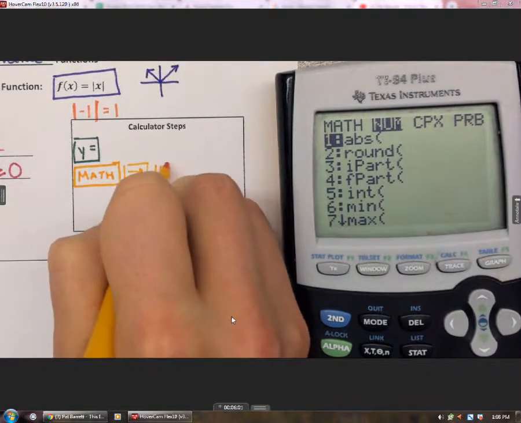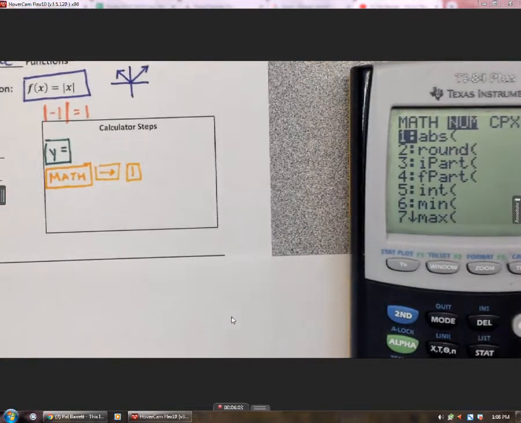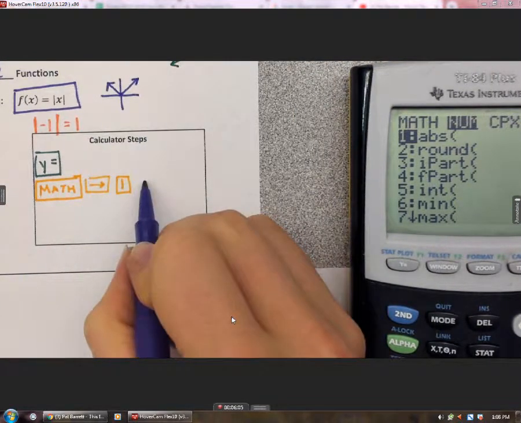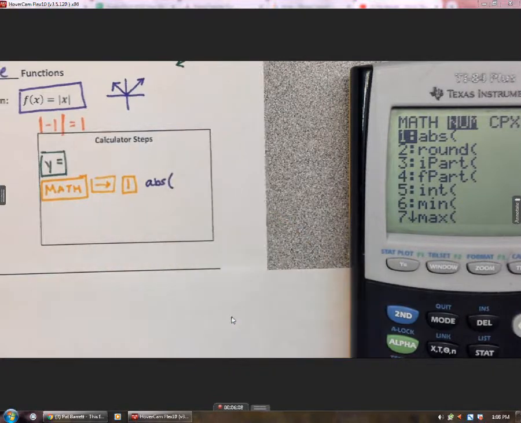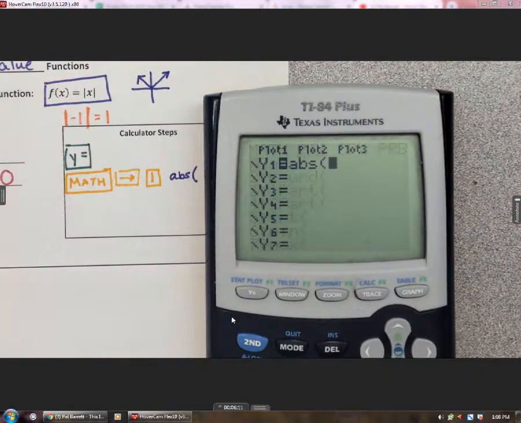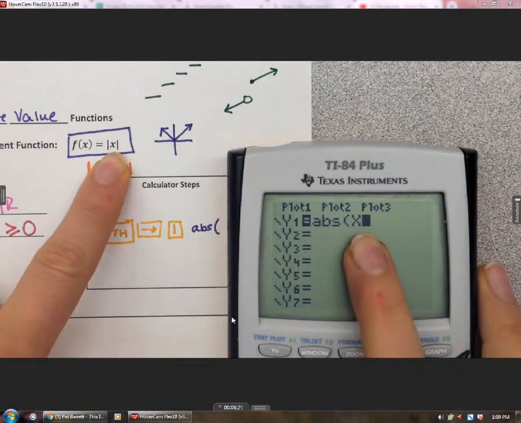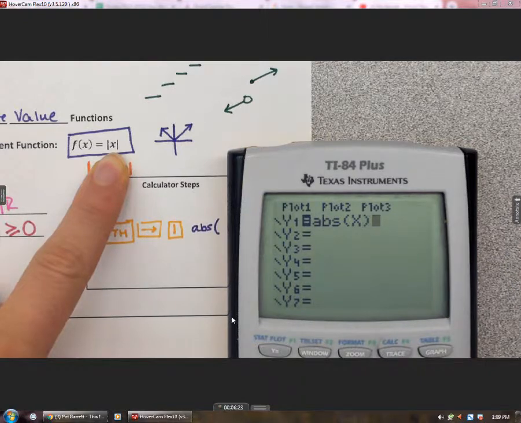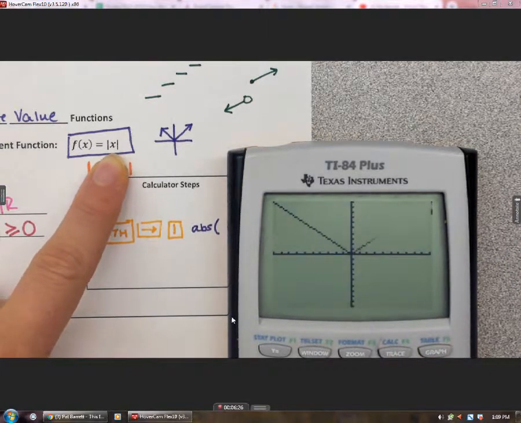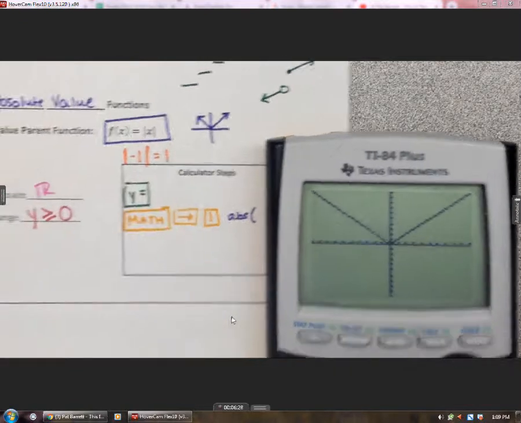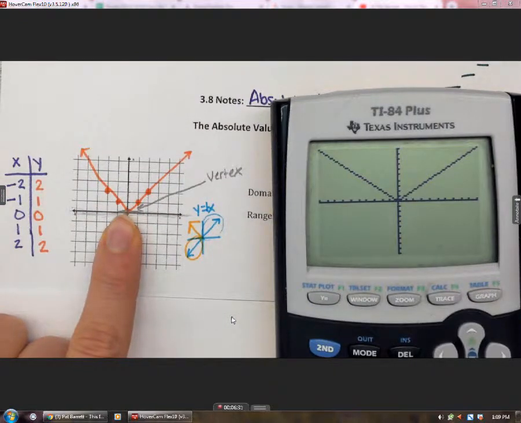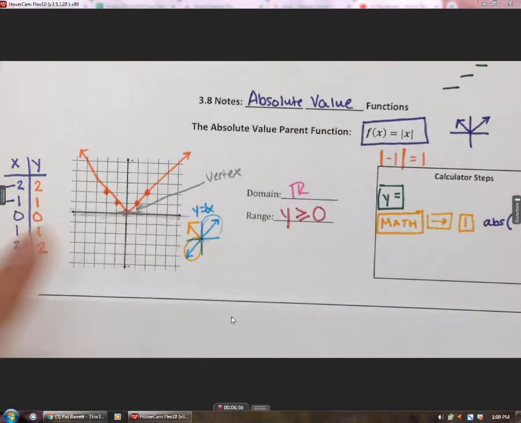So it's number 1 where it says ABS with a parenthesis. So I'm going to press enter. I got my absolute. Put my X in there. The parentheses represent anything that's inside the absolute value bars. Close them. And then press graph. Bam! That picture right there matches this picture right here. Not too bad. Really not too bad.